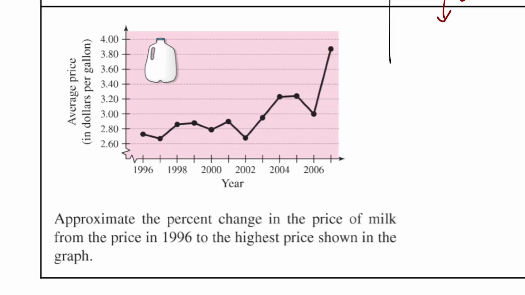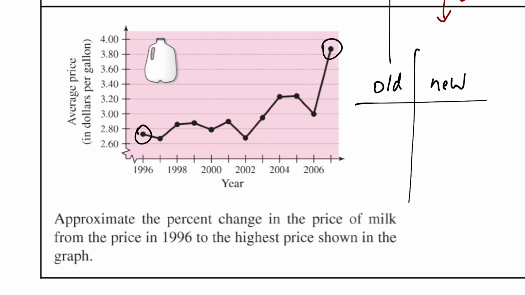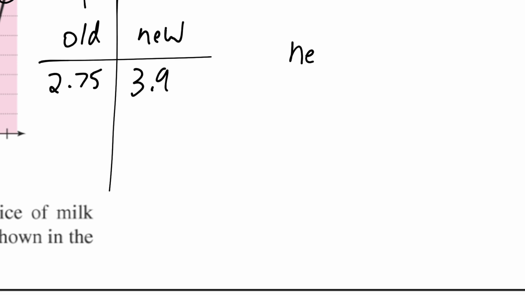Here we're finding percent change. The first one was from 1996, which is here, and then they show to the highest point in the graph, which is here. So for percentage, we like to think of things as old and new, not necessarily with milk, but with percentage. So I'm going to say 2.75 here for 1996 because it's between where the halfway point would be and the top. And then I think this looks to be about the halfway point, so I'll call that 3.9. One thing you can do is you can take new minus old divided by old.